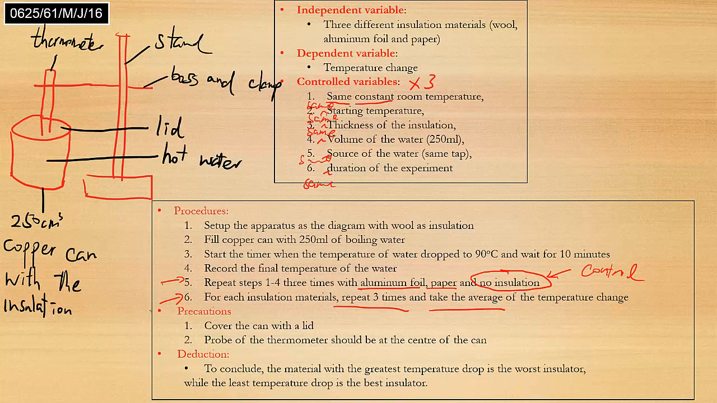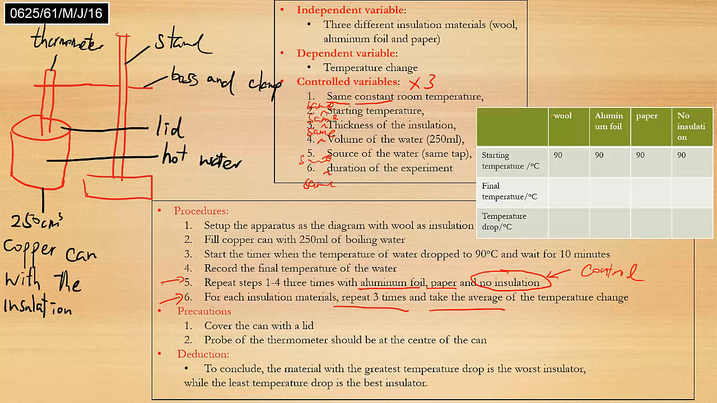For the deduction, or you may say conclusion, I would say to conclude, the material with the greatest temperature drop would be the worst insulator, obviously, and vice versa. But I would still use the word, explicitly saying the least temperature drop is the best insulator instead of saying vice versa. Lastly, don't forget to put down the graph or the table.